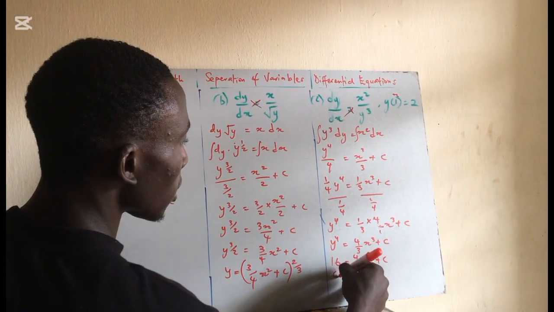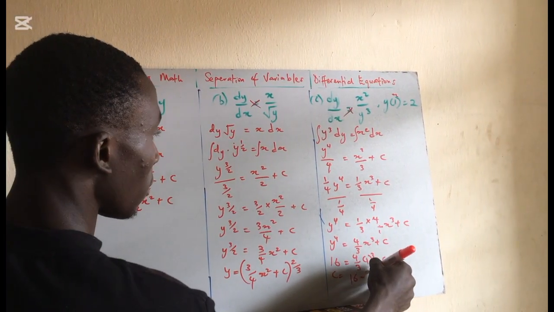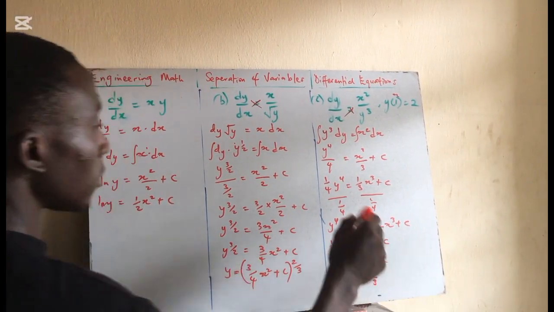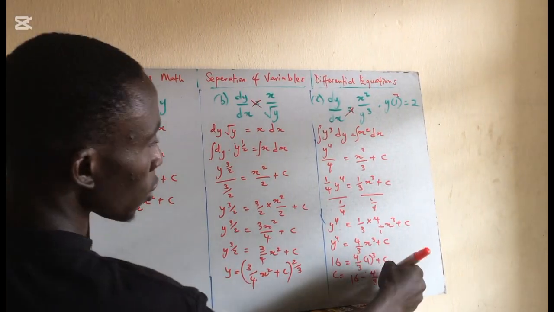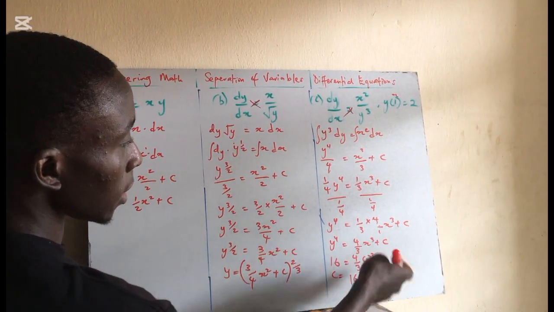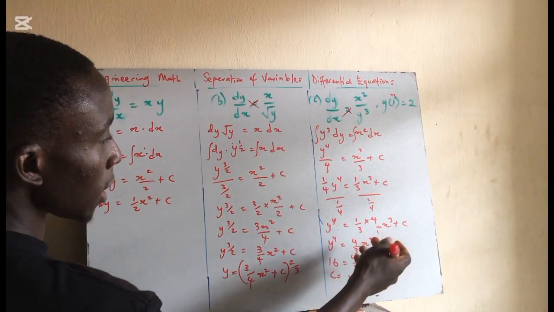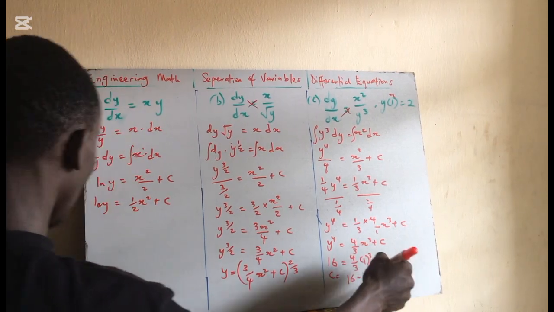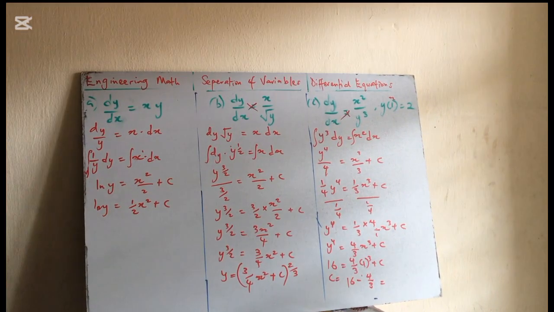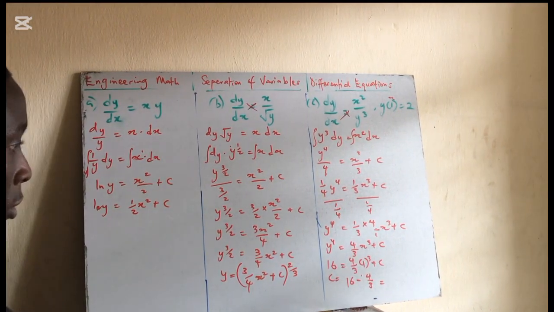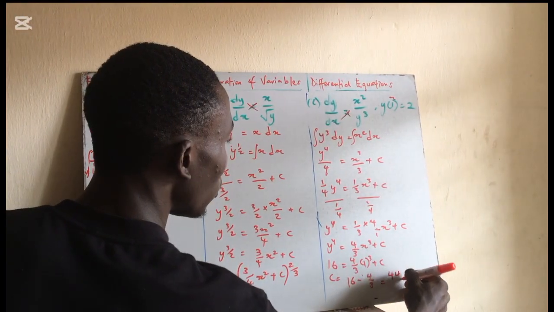So c will be what? It will be 16 minus 4 over 3. Because this one is raised to power 3, it's going to be 1. Then multiplied by this, it's going to give you 4 over 3. And what will that give us? That will be 44 over 3. So it is 44 over 3.